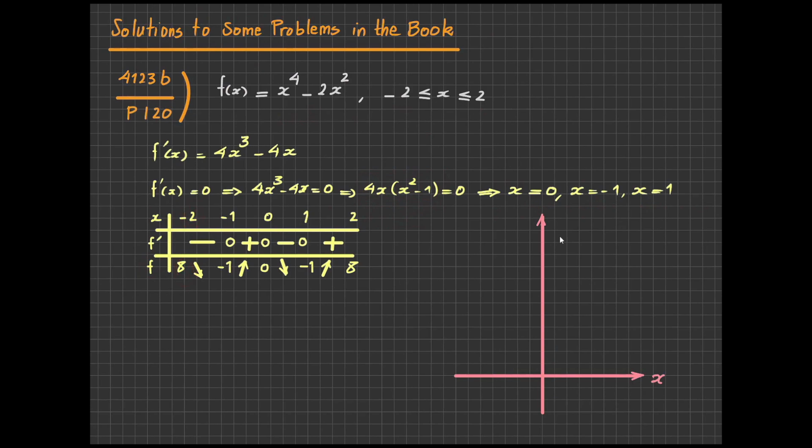So this is -2, 1, 2, 3, 4, 5, 6, 7, 8. Here is my 8, and (-2, 8) is here. And then I have (-1, 1), which is here. And then I have (0, 0), which is here. And then I have (1, -1), which is here. And then I have (2, 8), which is going back up again here.